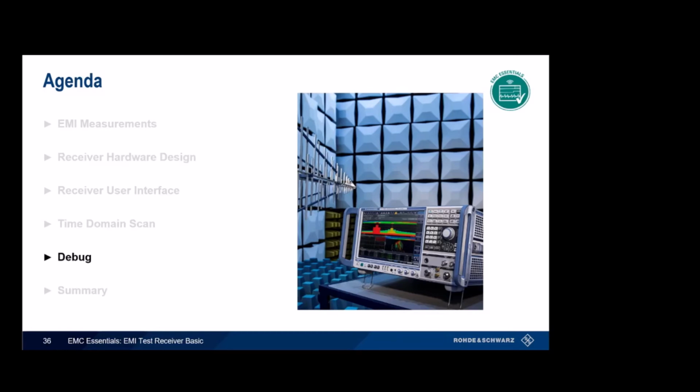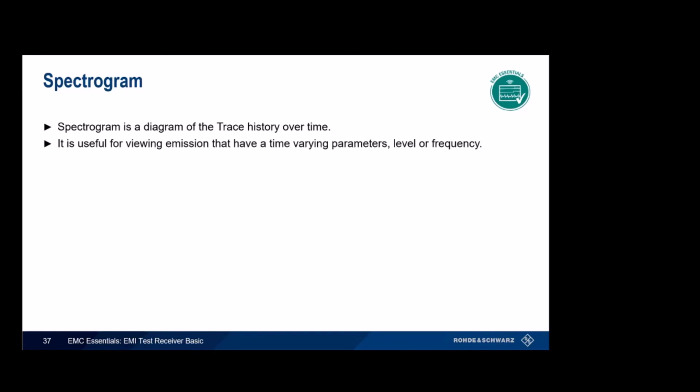The last section of this presentation will highlight a couple of the debug tools available in an EMI test receiver. We'll start off with the spectrogram. This is an option that is usually free on a lot of EMI receivers nowadays. Well, a spectrogram is a diagram of the trace history over time. This is very useful for viewing emissions that have time-varying parameters like level or frequency.